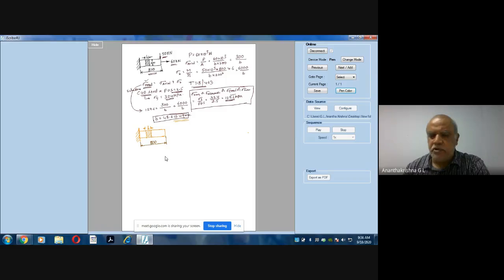So 800 mm is the span of the beam, and it is subjected to a transverse load of 60 kilonewton. Transverse load is the load which is perpendicular to the axis. And the depth of cross section, the value of h, is equal to twice the width. h is equal to 2b, given in the problem.